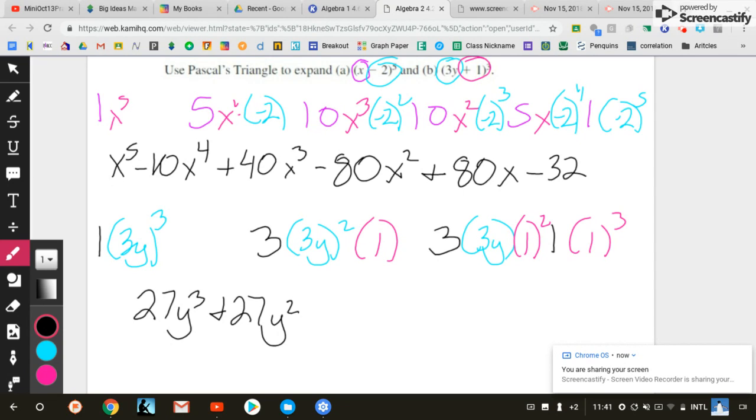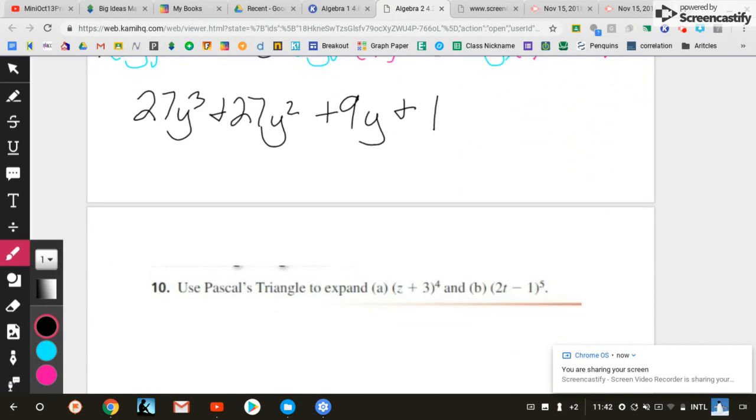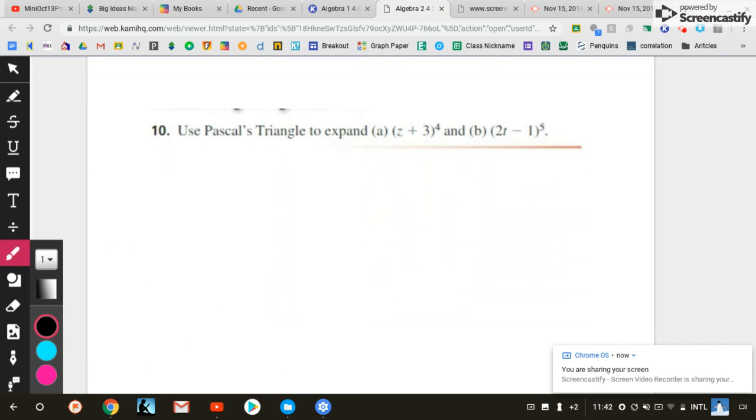Moving in, I'll take 1 squared, which is 1. 1 times 3 is 3. 3 times 3 is 9. So plus 9y. And then last but not least would be 1 to the third. So plus 1. So there it is, 3y plus 1 quantity cubed. So now I need you to try these two on your own.